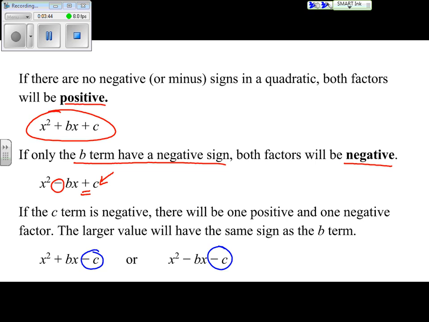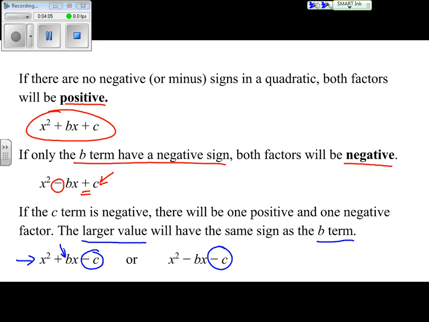But better yet, we will also know that the larger value will have the same sign as the b term. So if we look at this quadratic right here, something in this form where the c is negative, we know we're going to have 2 factors, one that's positive, one that's negative, but the bigger of those 2 numbers, its absolute value, will be positive.